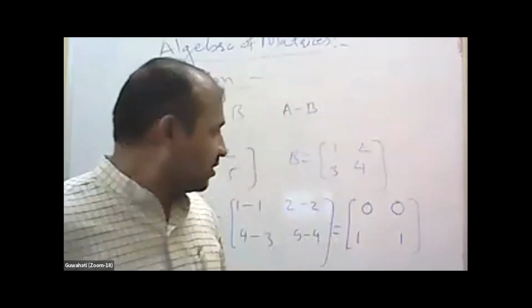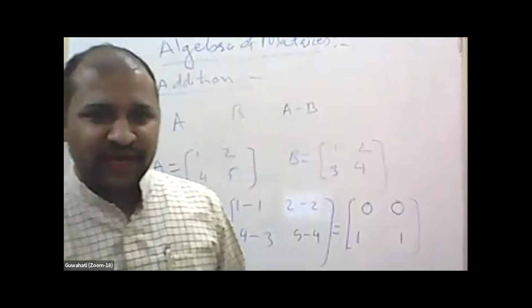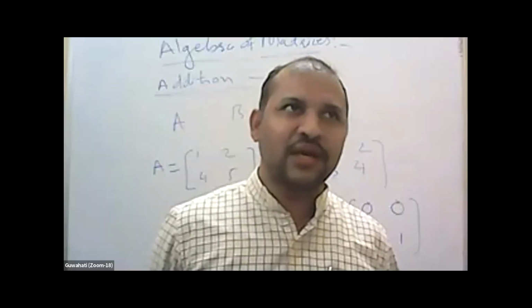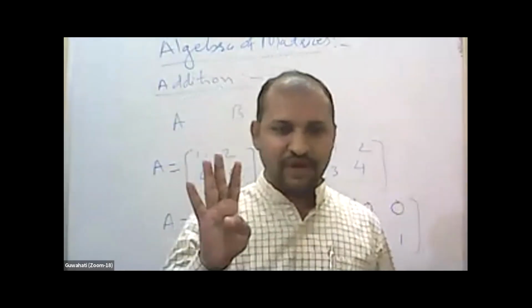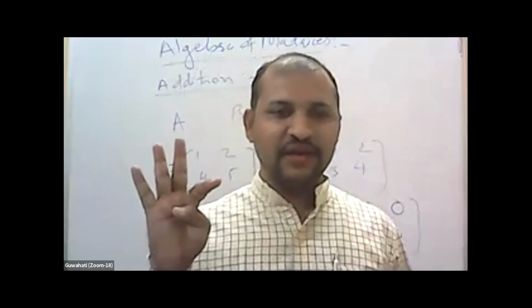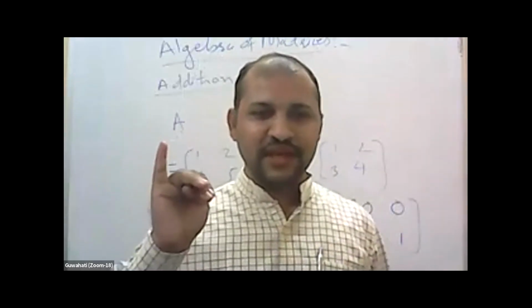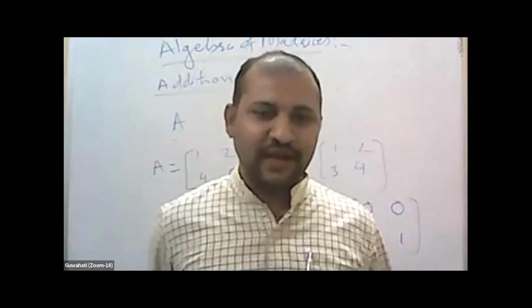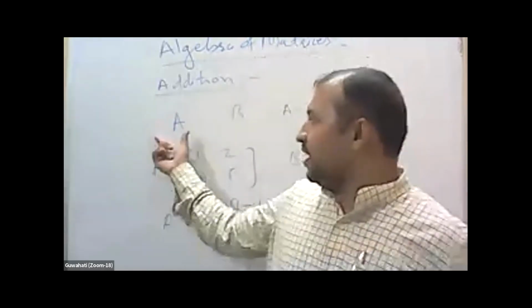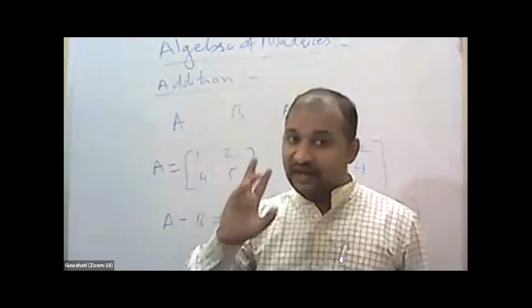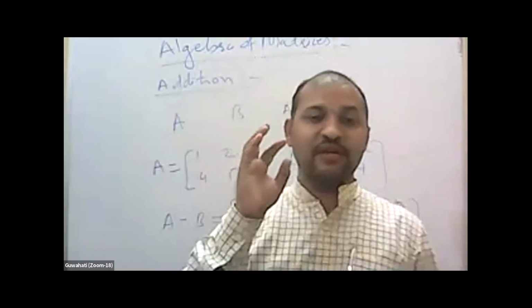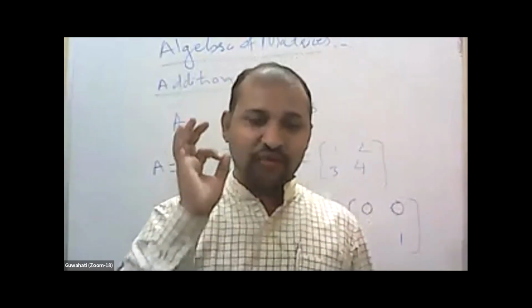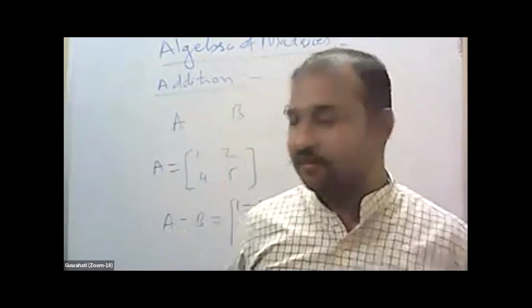Also, can we multiply two matrices? Yes, sir. Whenever we talk about the algebra of matrices, algebraic operations means there are four operations: addition, subtraction, multiplication, and the fourth is division, right? Now we added two matrices. We cannot add any two matrices. Please keep in mind that we can add two matrices only if their order is the same. We can subtract only those matrices whose order is the same.